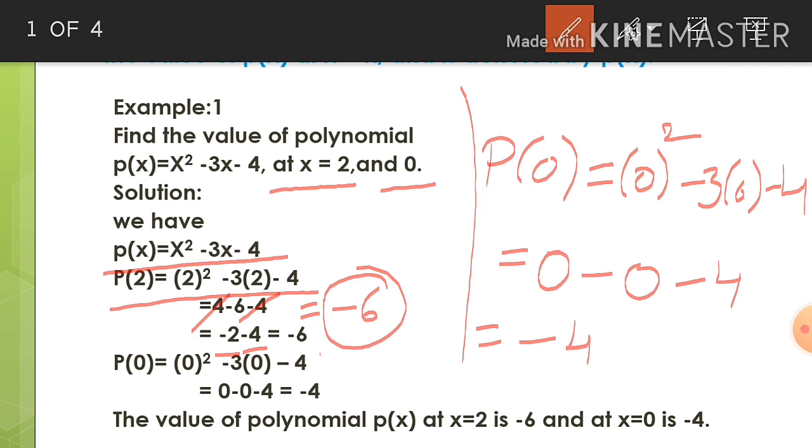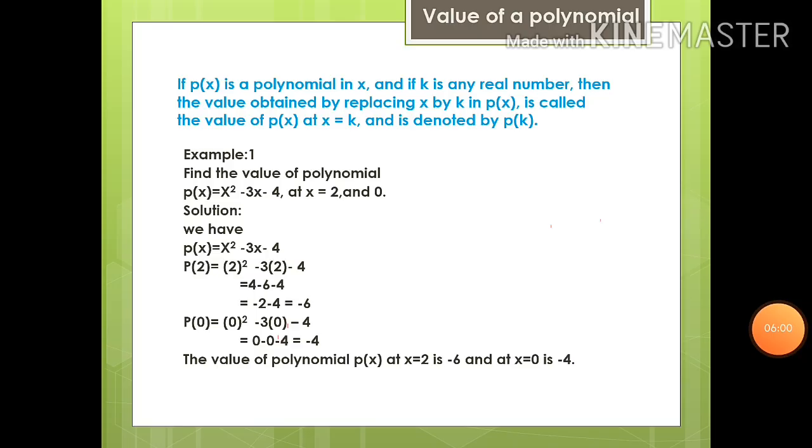Value of a polynomial is nothing but, when some value for x, that is a real number, is substituted in place of x, the result obtained is called the value of a polynomial. So next let us see one more example regarding the value of a polynomial.